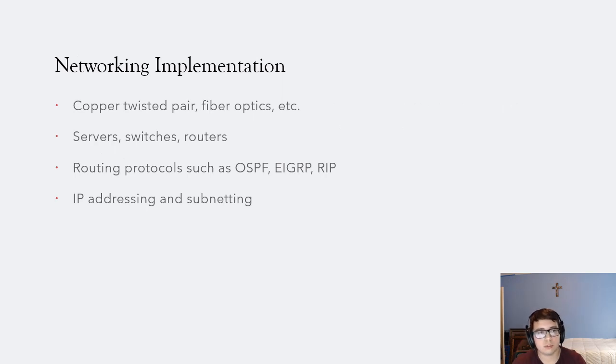In this part, I will start talking about networking implementation, starting with the copper twisted pair, fiber optics, etc. The copper twisted pair and fiber optics are the medium that the data traverses throughout the network, for example, the cable. So you can have copper cable or fiber optic cable, which is like rays of light that travel at ultra fast speeds, and also even wireless Wi-Fi, which is transmitted through the air using radio waves.